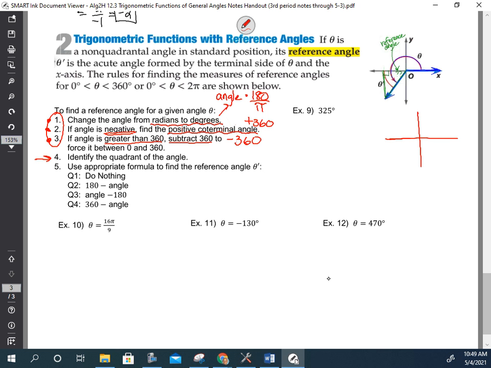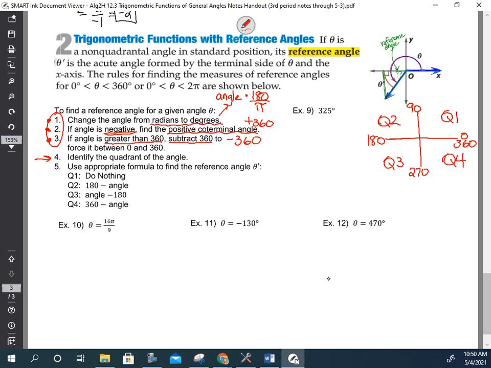So quadrant 1, quadrant 2, quadrant 3, quadrant 4. Quadrant 1 is between 0 and 90 degrees. Quadrant 2, 90 to 180. Quadrant 3, 180 to 270. Quadrant 4, 270 to 360.